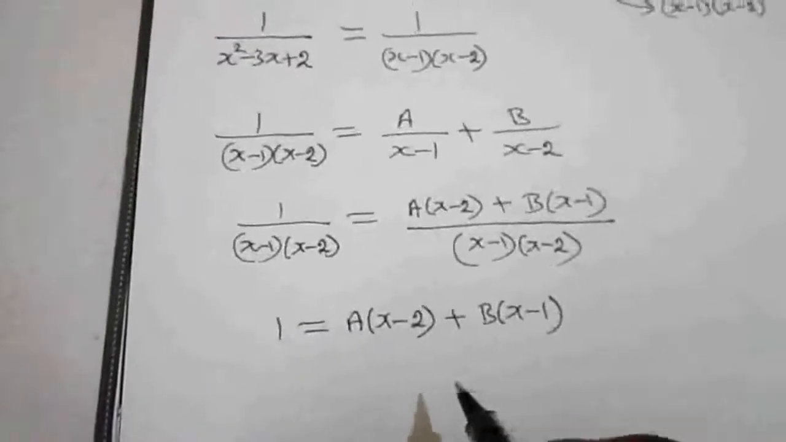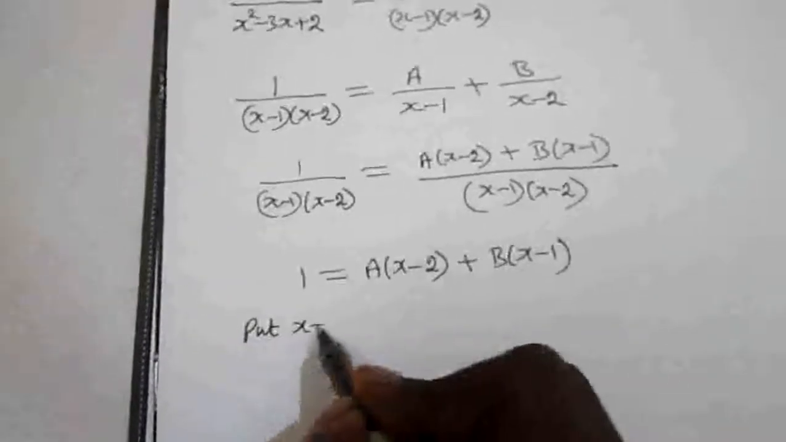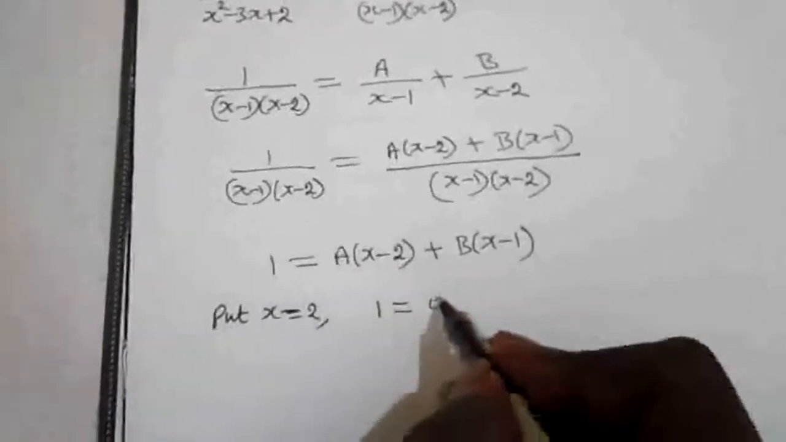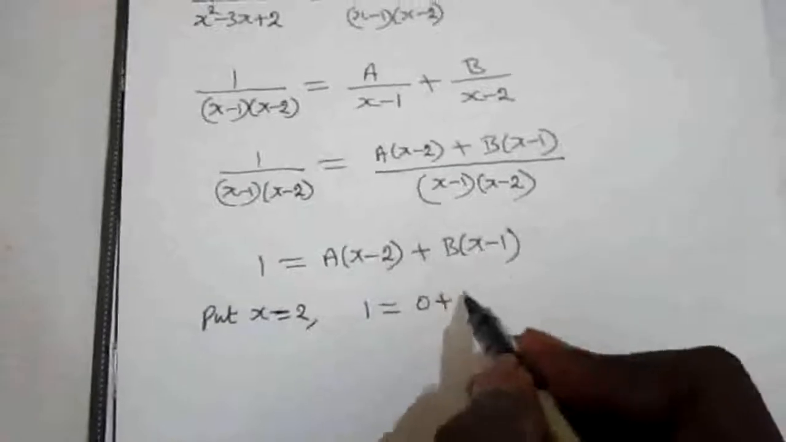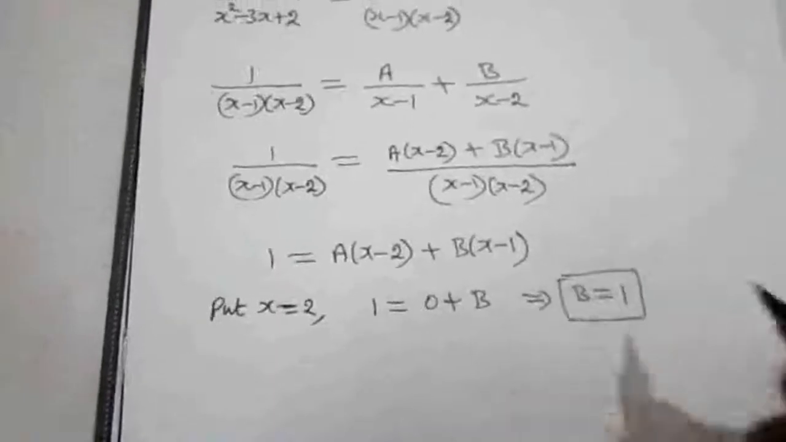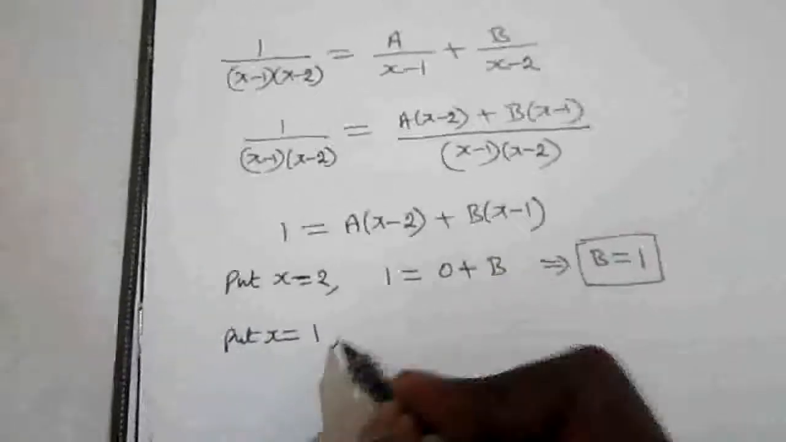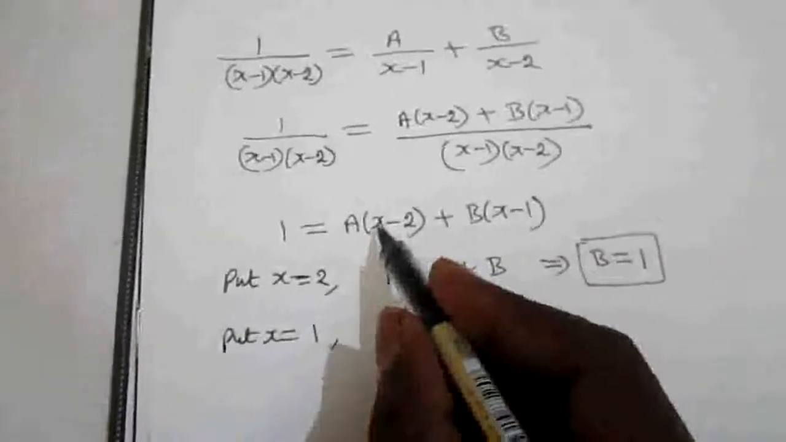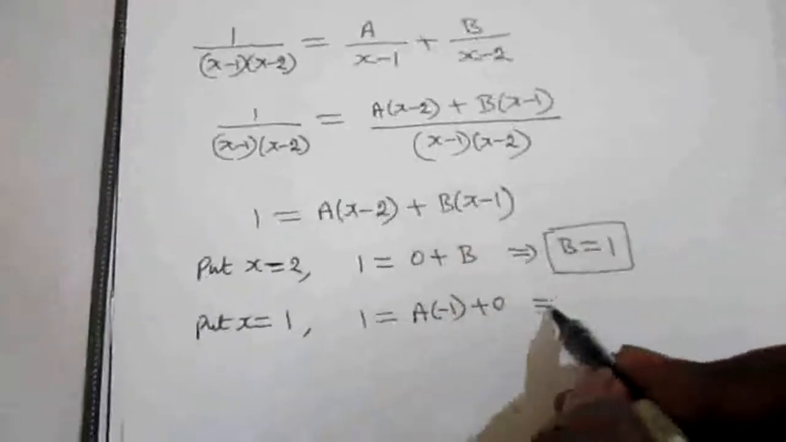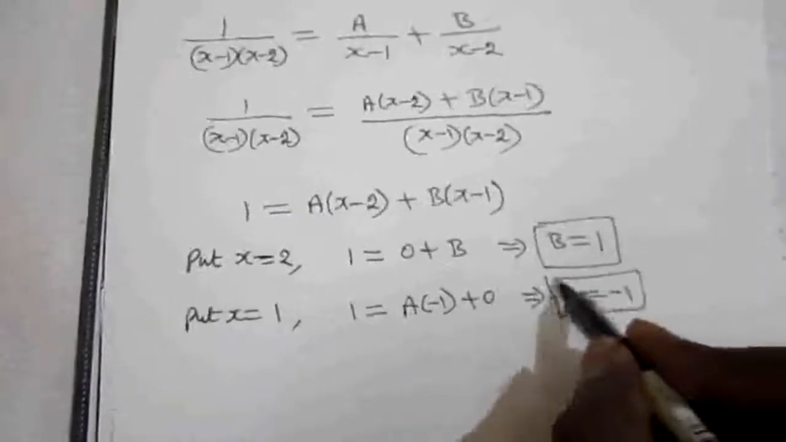By the partial fraction method, I want to eliminate either a or b by putting in x values. So here put x is equal to 2. When you put x equal to 2 here, a term becomes 0, and 2 minus 1 is 1, which implies that b is equal to 1. Next put x is equal to 1 to eliminate b. So here 1 is equal to 1 minus 2, which is minus 1, plus 0, which implies that a is equal to minus 1. So we found the a and b values.